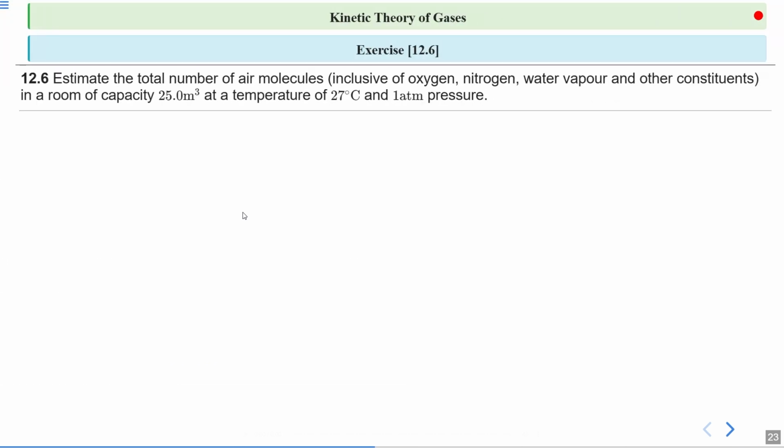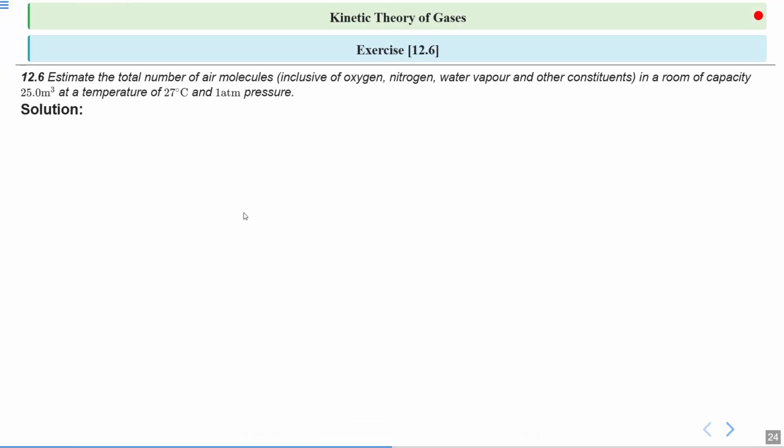Estimate the total number of air molecules, inclusive of oxygen, nitrogen, water vapor and other constituents, in a room of capacity 25.0 meter cube at a temperature of 27 degrees Celsius and 1 atm pressure. Here you have to find out the total number of air molecules in a room of capacity 25.0 meter cube. Alright, let's see the solution.